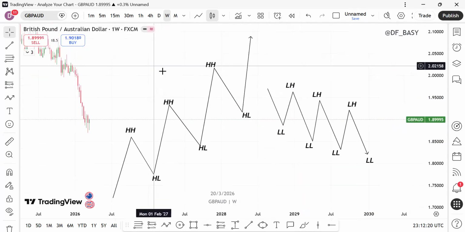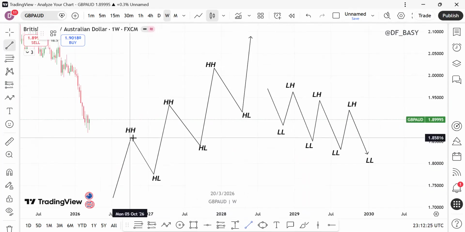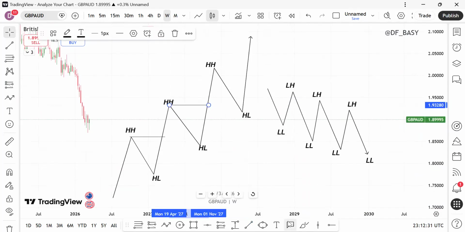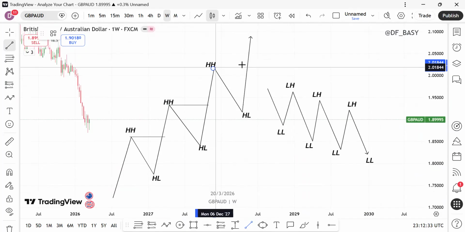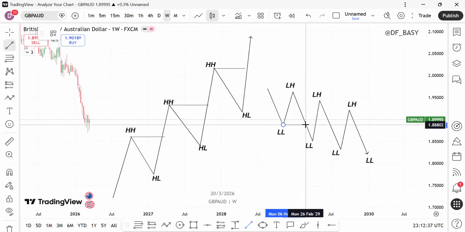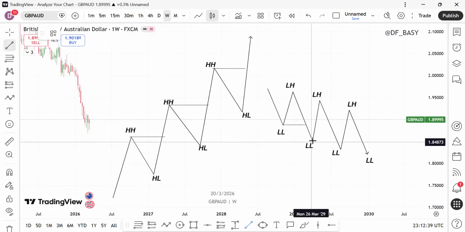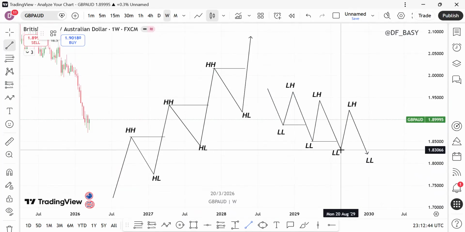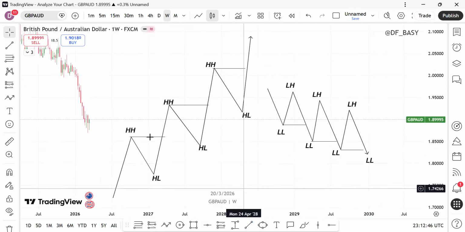With this basic understanding, you understand that in a bullish trend the market is continuously breaking structure to the upside. In a bearish trend, it is breaking structure to the downside.